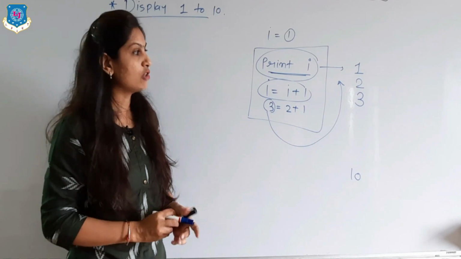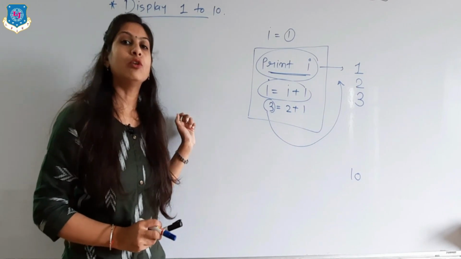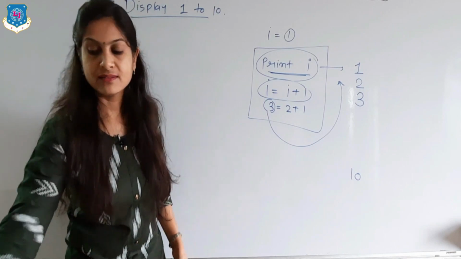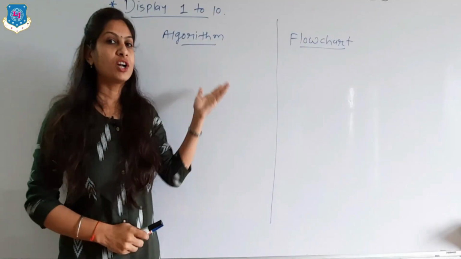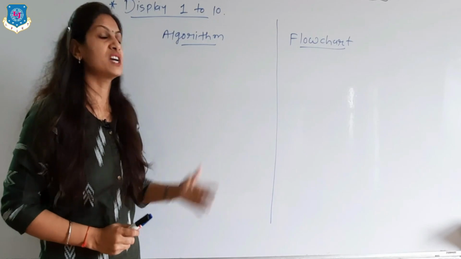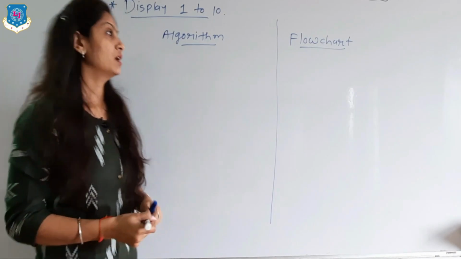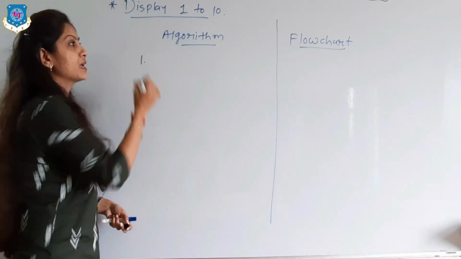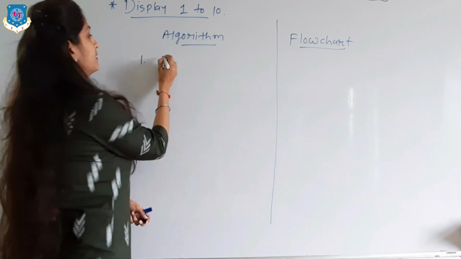So how can we solve this type of problem in algorithm and flowchart? Let's see here. Now algorithm means what? The stepwise solution, and flowchart means graphical representation, as you all know. And the first step of the algorithm is always start.